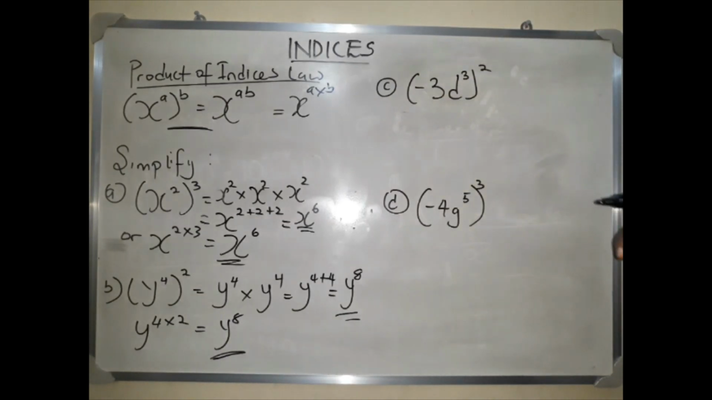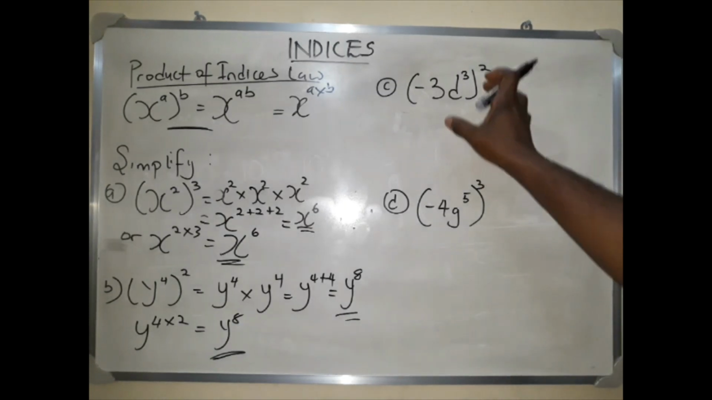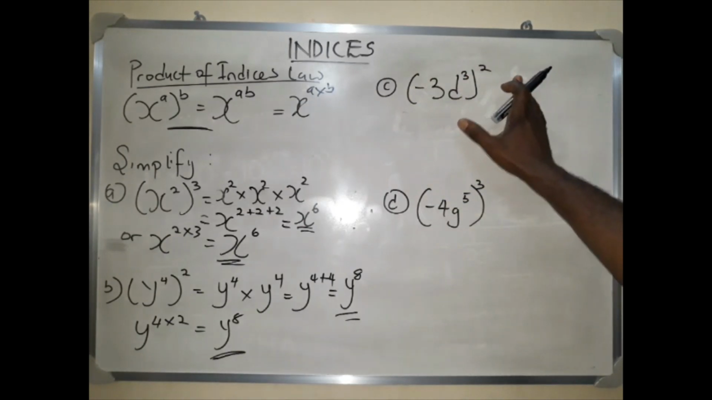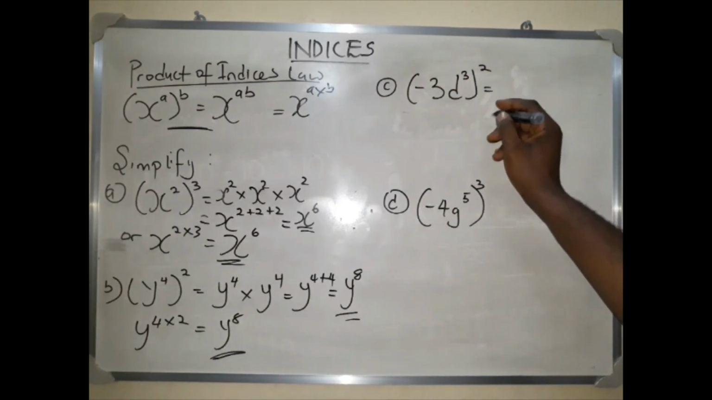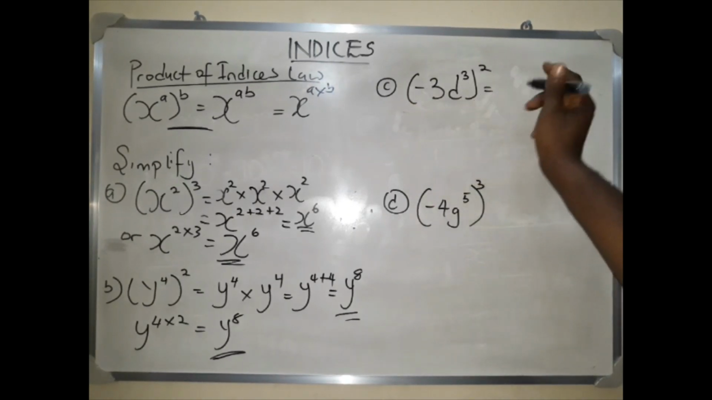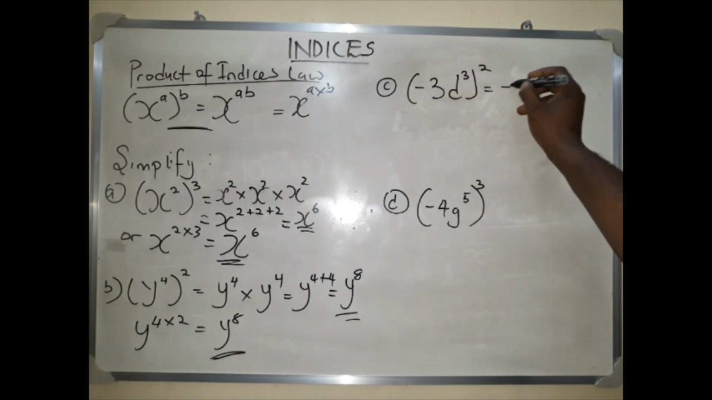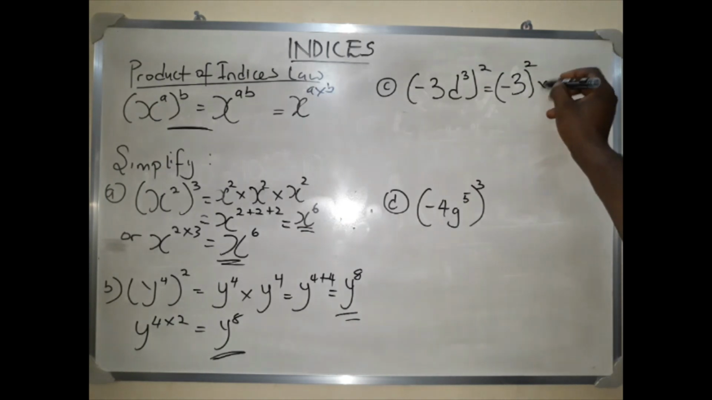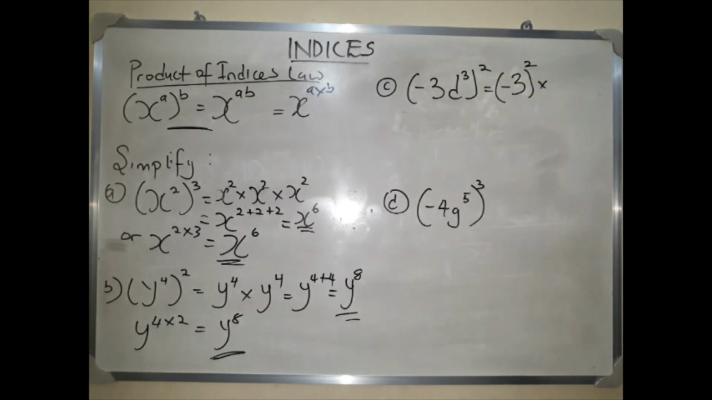From this very first statement, we are told that the power outside the bracket raises everything inside the bracket to the power. So that means we have to raise everything in this bracket to a power of 2. So we can start by saying, since we have minus 3 and d raised to power 3, let's take minus 3 first. We raise minus 3 to a power of 2. We multiply it by d raised to power 3 in bracket raised to power 2.